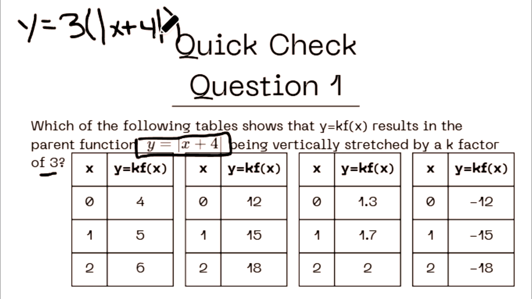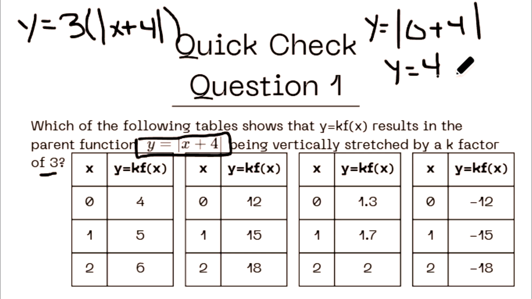What we need to do is figure out our original table first for this formula. Okay, we have all of our x values. They're all the same, 0, 1, and 2. So if y equals the absolute value, our first x value is 0 plus 4. That's going to give us y equals 4. So our original table is going to be a 0, 4 for our first coordinate. Okay, this is the original table.